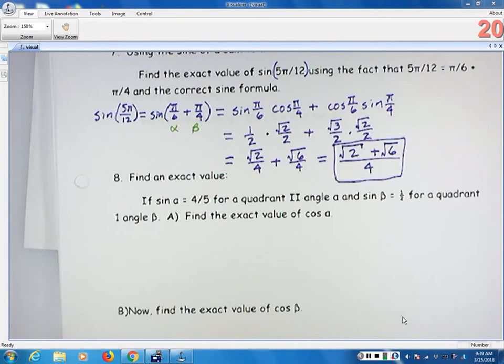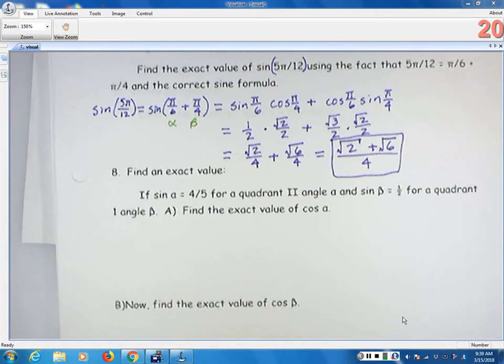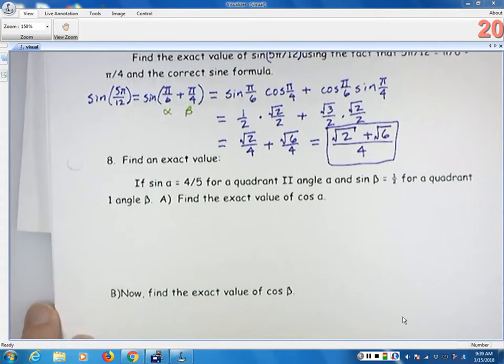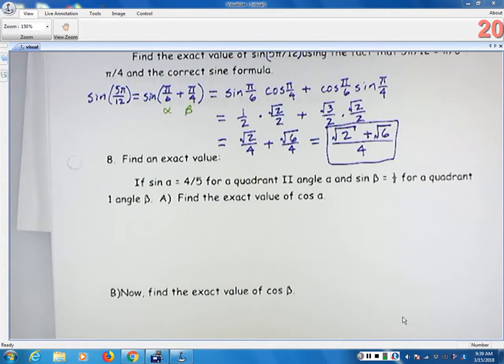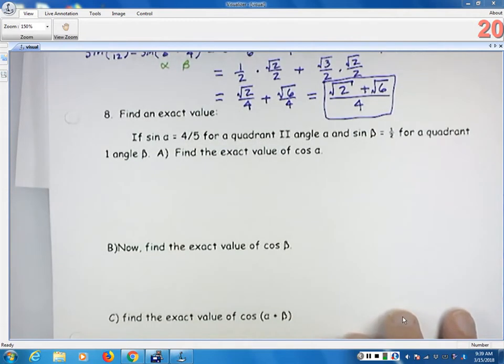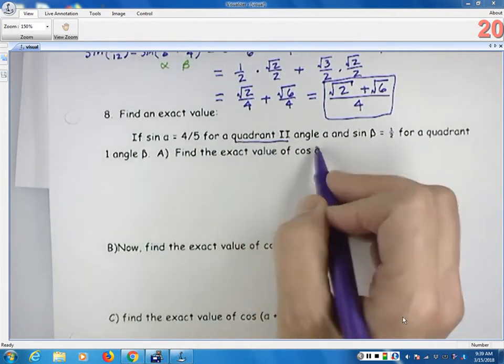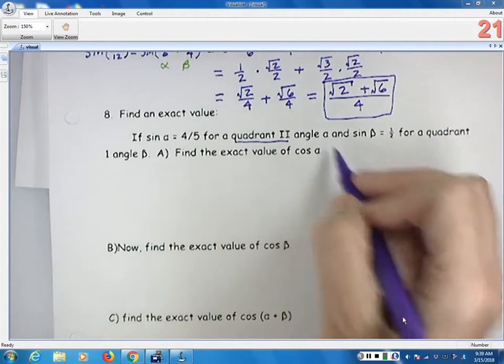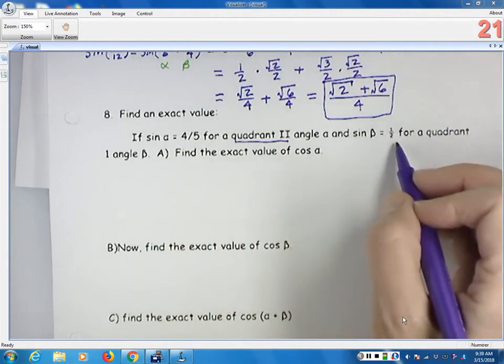Okay. All right, now we're going to do the next one. We're getting a little trickier now, but have you seen things like this before? Find an exact value. If sine of alpha is 4/5 for quadrant 2 angle alpha, and sine of beta is 1/2.